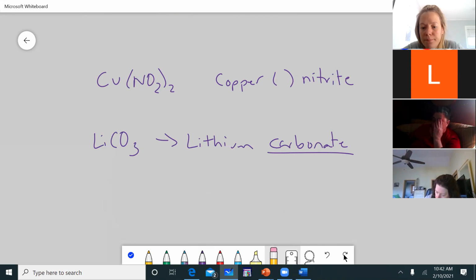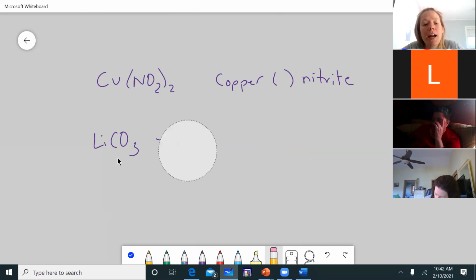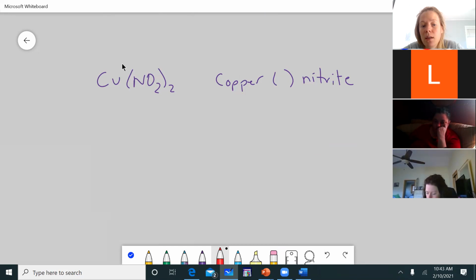Don't need to change it or anything. All right, so back to this one here. So we've got a metal with an unpredictable charge and a polyatomic ion. We've got the base of our thing written out. Now we need to figure out the charge of the copper. So we go from what we do know to get what we don't know.